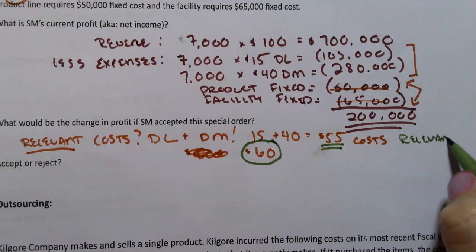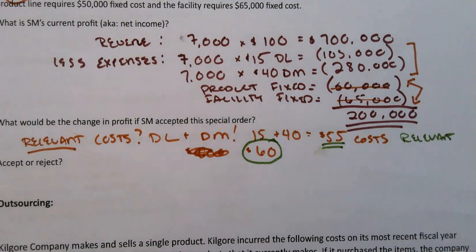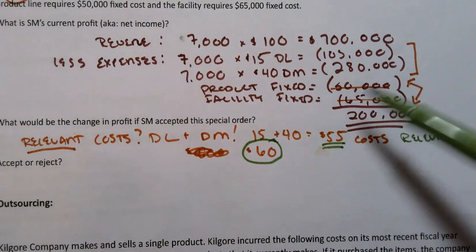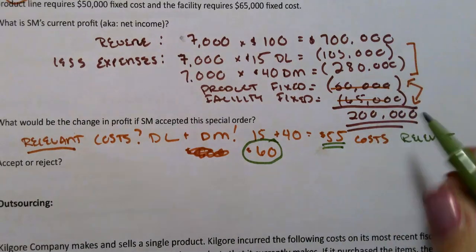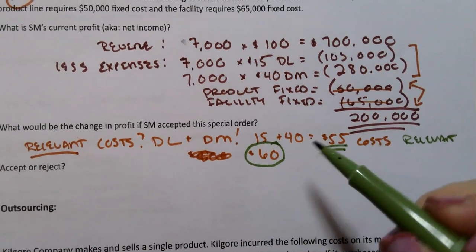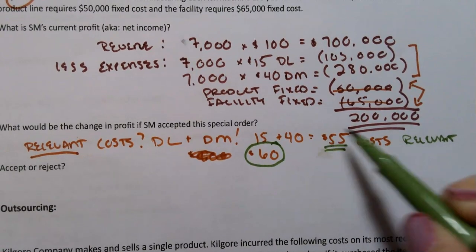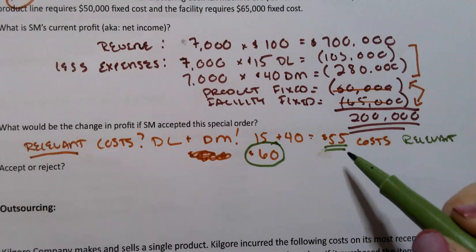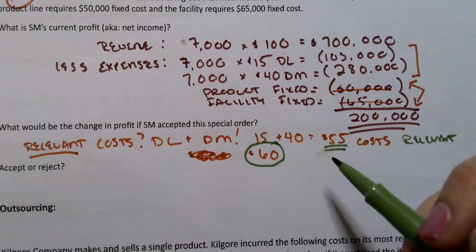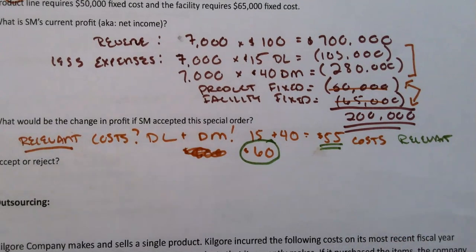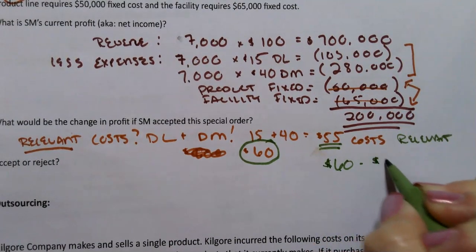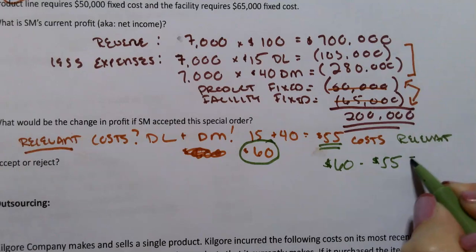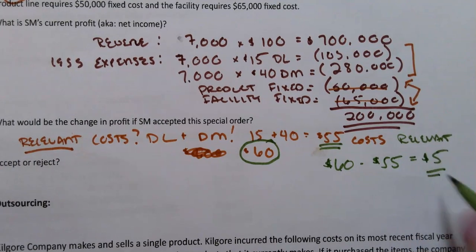Now again, remember, we have costs that are going to be incurred still, product facility costs, but those aren't relevant. Those are incurred. It doesn't matter if we take the special order or not. These just don't matter. So what matters to us is what is relevant, meaning what could be avoided if we don't take on the special project, or what costs do we take on because of the special project? It's $55 more per unit. So $60 revenue, $55 in relevant costs. That is a $5 profit per unit.